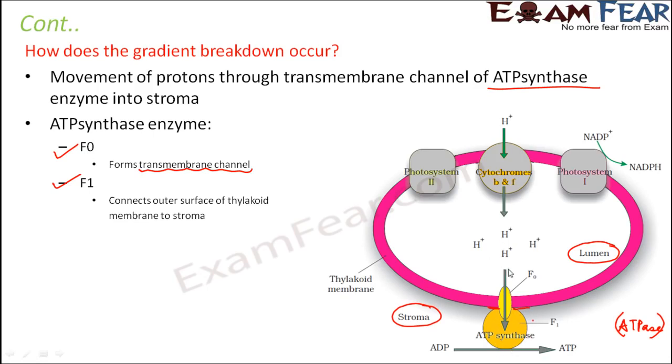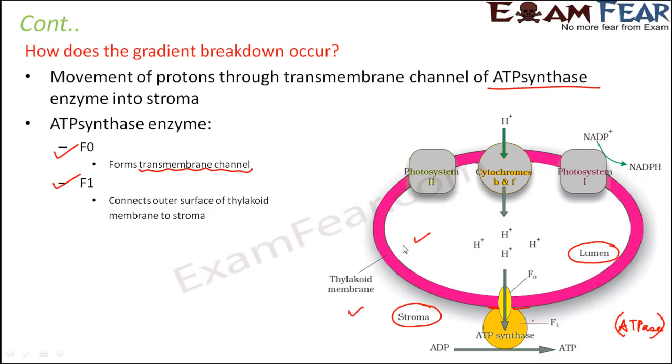So these hydrogen ions, or the protons, pass through the F0 channel, then move through F1, and finally are released into the stroma. Once this movement begins, the gradient begins to break down. That is, the difference in concentration between the stroma and the thylakoid space begins to decrease.